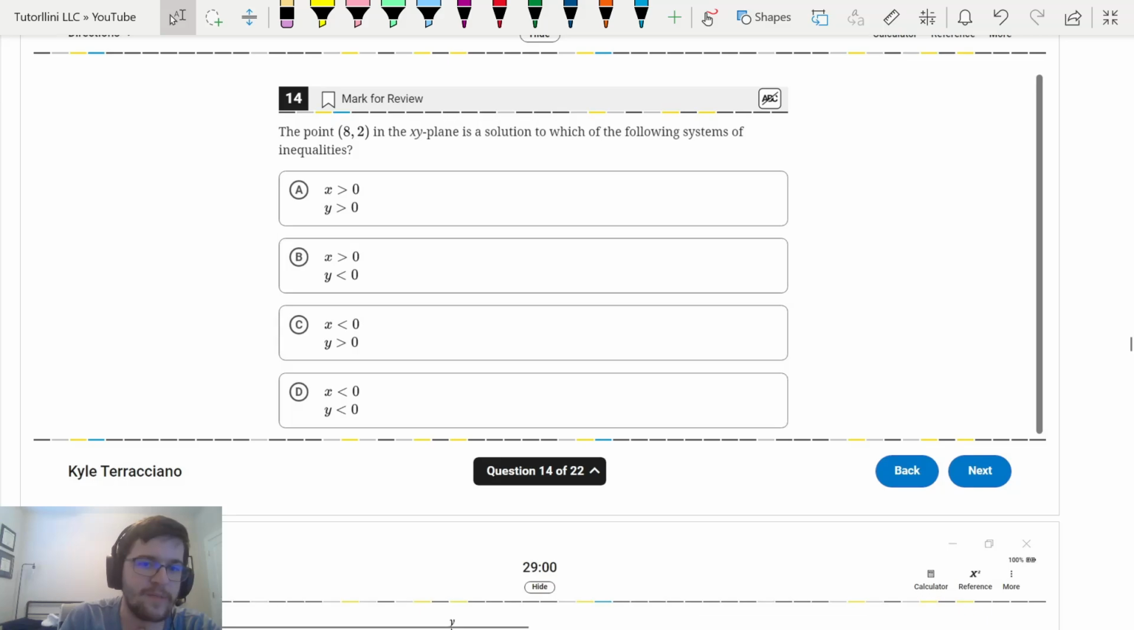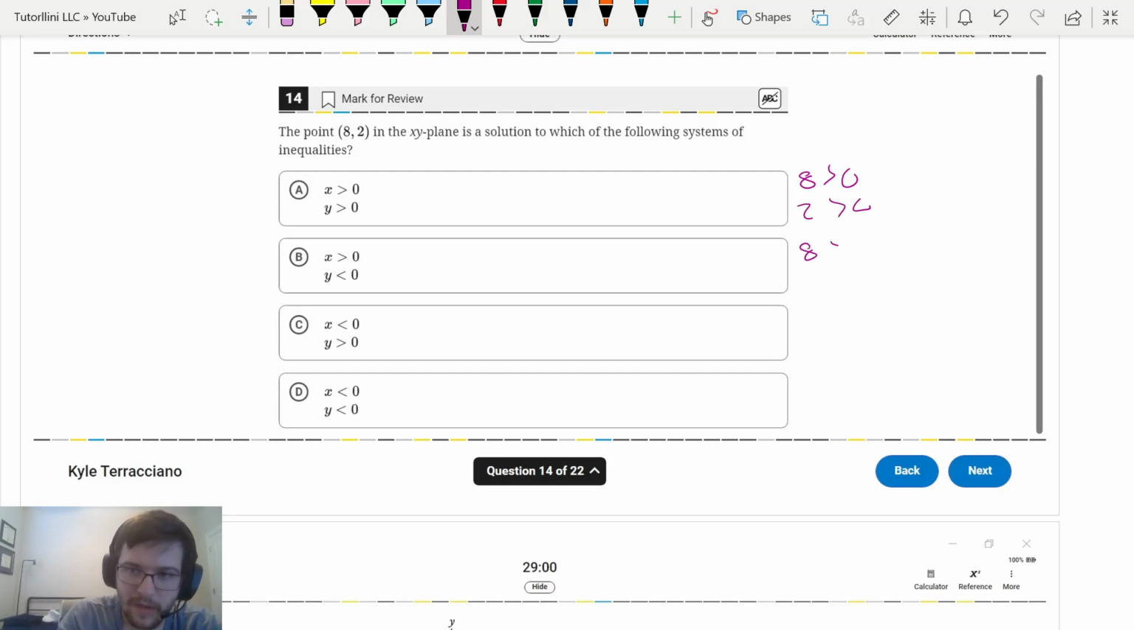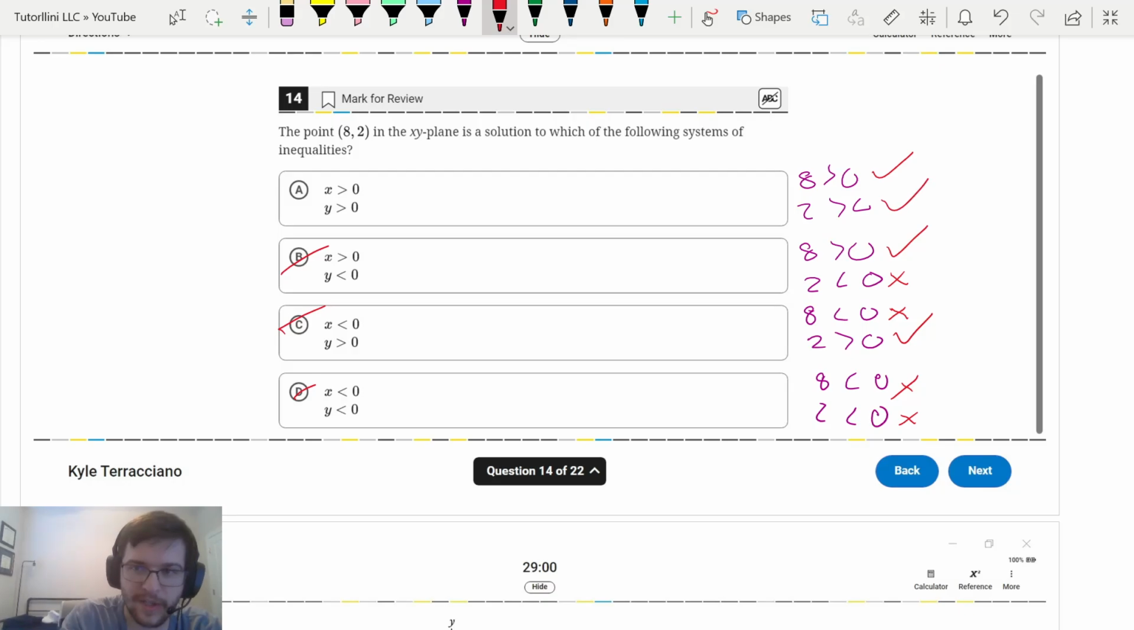Okay, so if you wanted to, you could go to Desmos and plot the point and then plot these inequalities one by one and see if it's in the shaded region for both inequalities. That would kind of take a while though. This one might be easier to just use guess and check. So you plug in: okay, 8 is greater than 0, 2 is greater than 0; 8 is greater than 0, 2 is less than 0; 8 is less than 0, 2 is greater than 0. And then you just check all these. If one of them is wrong, the whole thing is wrong. So both those are wrong. 8 is not less than 0, so that's wrong. 2 is not less than 0, so that's wrong. Okay, 8 is greater than 0, and 2 is greater than 0, so it's A.